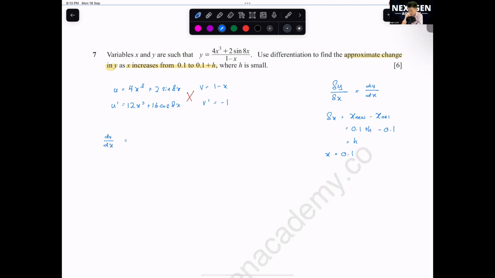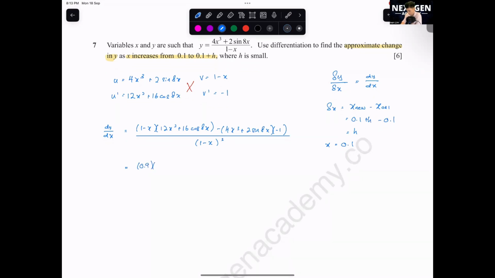dy over dx, okay, (v u prime minus u v prime) over v squared. So here, (1 minus x) times (12x squared plus 16 cos 8x), have to be very, very careful on this one, minus (4x cubed plus 2 sine 8x) times negative 1, over v squared. Okay, sub it in. You don't need to go and simplify it. Just sub in the value straight.